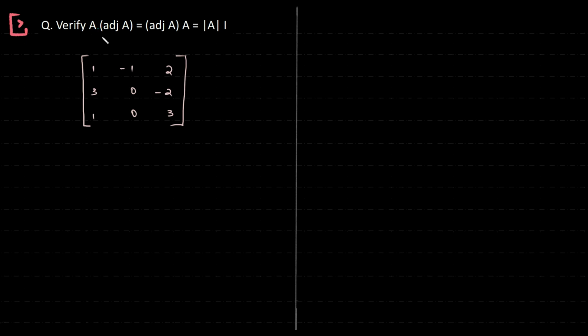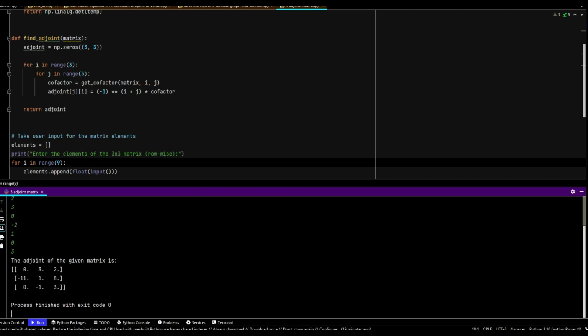Verify that A times adjoint of A is equal to adjoint of A times A, which is equal to determinant of A times the identity matrix. So first things first, we will figure out the adjoint of A. So let Cij represent the cofactor of Aij, right? So this is the procedure that we're going to follow.